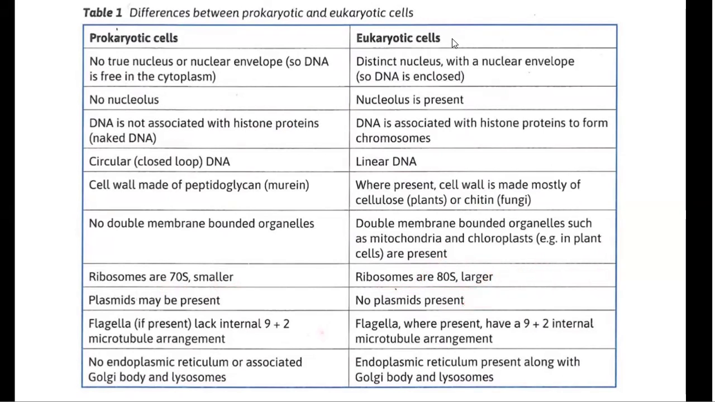Flagella present, but the 9 plus 2 arrangement of internal structure is lacking. If present, the flagella will be there, but the 9 plus 2 arrangement will not be there. In eukaryotes, flagella will be present and the 9 plus 2 arrangement will be there as well. No membrane bound organelles present.